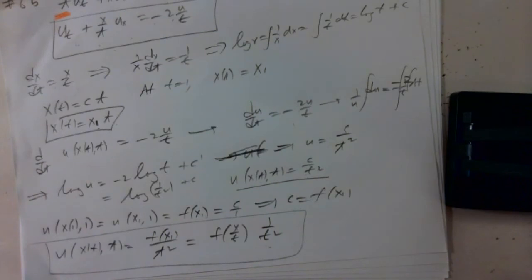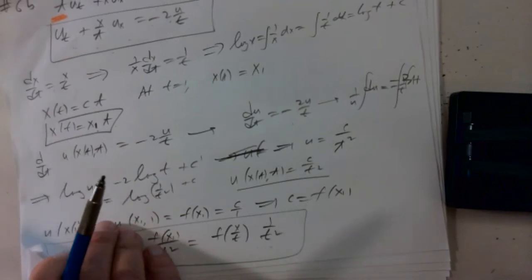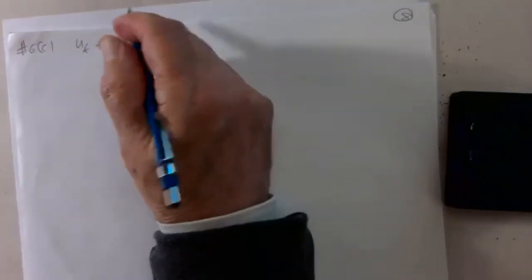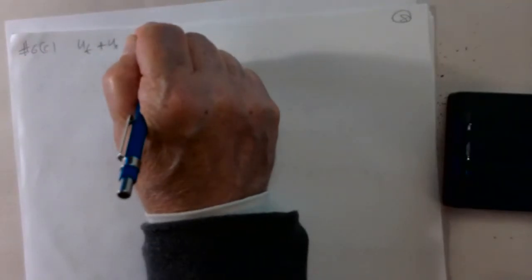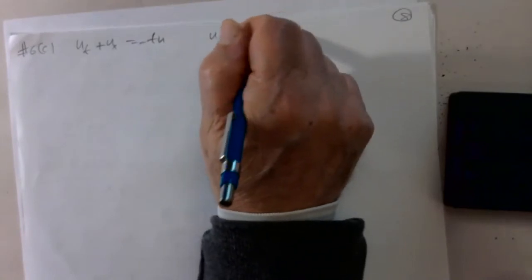Let me do just one more, and then I want to turn to the Laplace transform. So this is 6c. Here we have the differential equation u sub t plus u sub x equals minus t u, and the initial condition u of x, 0 equals f of x.